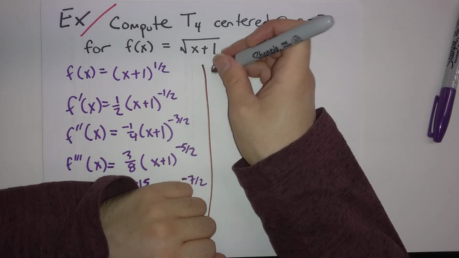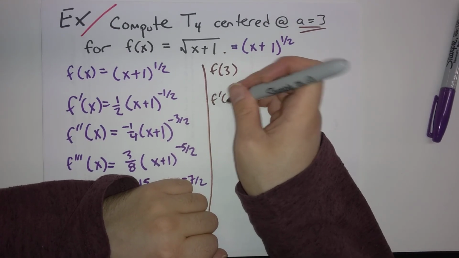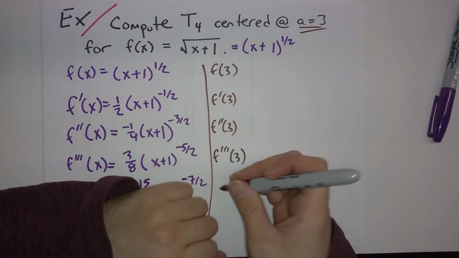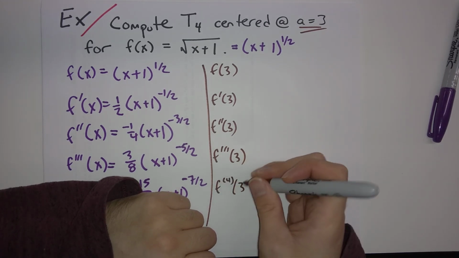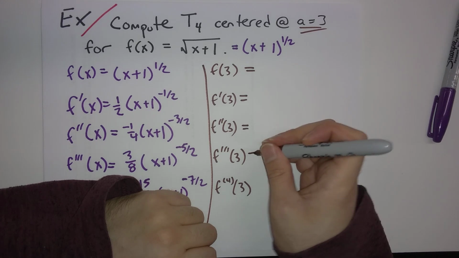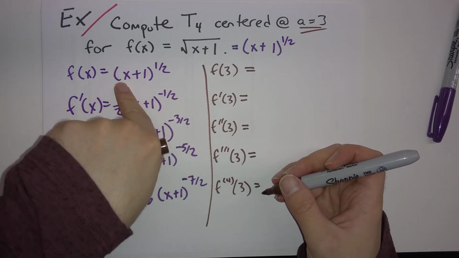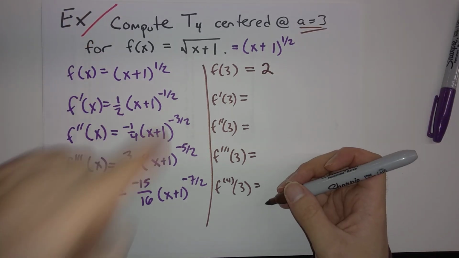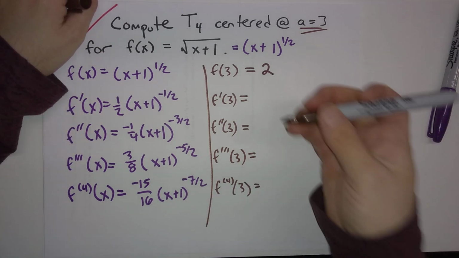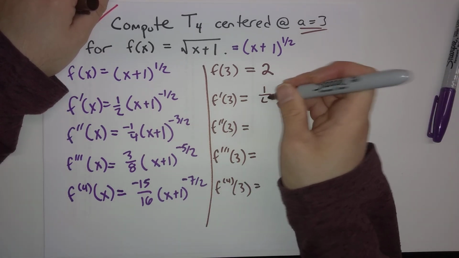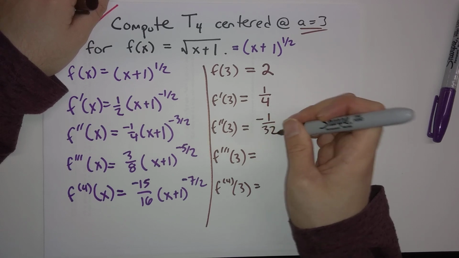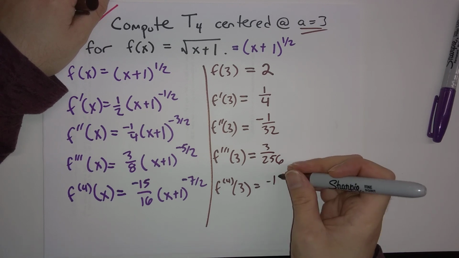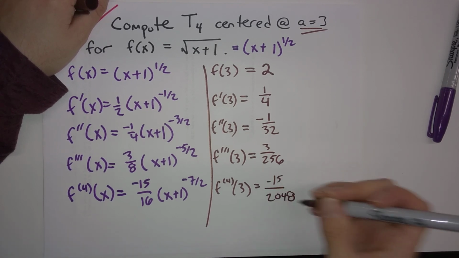So let's do that now. We have f of 3, f prime of 3, f double prime of 3, f triple prime of 3, and f quadruple prime of 3. When we plug in 3, we get 3 plus 1, so that's 4. The square root of 4 is 2. And then I'm just going to write down the answers, plug and chug at this point. So 1/4, minus 1 over 32, 3 over 256, and minus 15 over 2048.